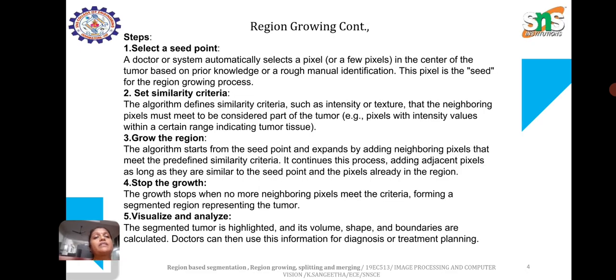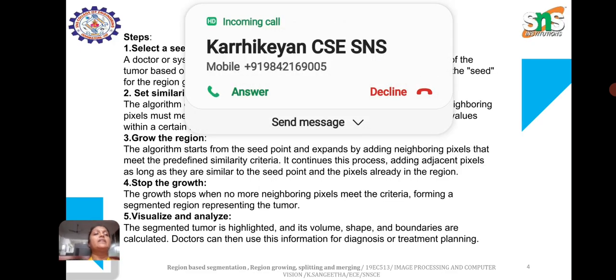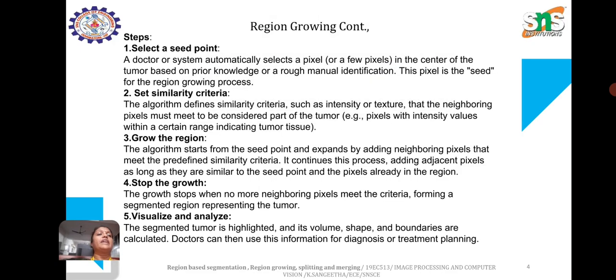And the third step is to grow the region. The algorithm starts from the seed point and expands by adding neighboring pixels that meet the predefined similarity criteria. It continues this process, adding adjacent pixels as long as they are similar to the seed point and the pixels already in the region. The growth stops when no more neighboring pixels meet the criteria, forming a segmented region representing the tumor.